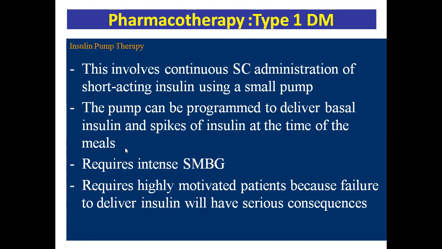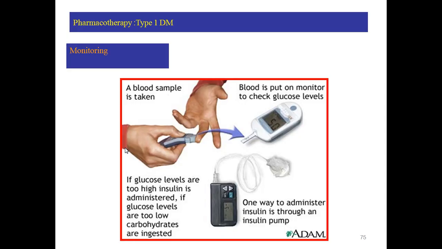This requires intense self monitoring of blood glucose, and this is the best time when you can do continuous glucose monitoring. Most insulin pumps are now being connected to continuous glucose monitors. It requires highly motivated patients, because failure to deliver insulin will lead to serious consequences like diabetic ketoacidosis. So there are 2 ways: you take a sample, check the glucose and then inject the dose, or you can use the insulin pump, which is attached to the body.